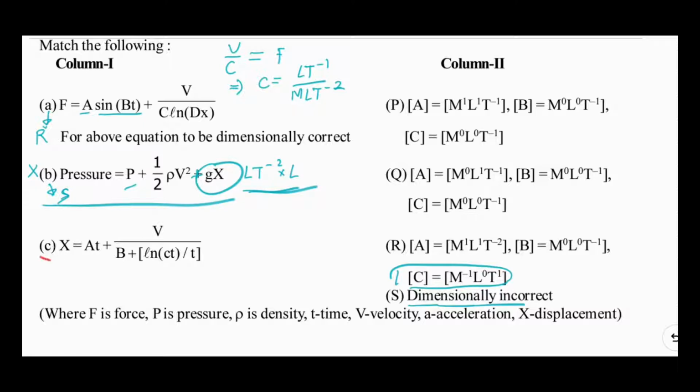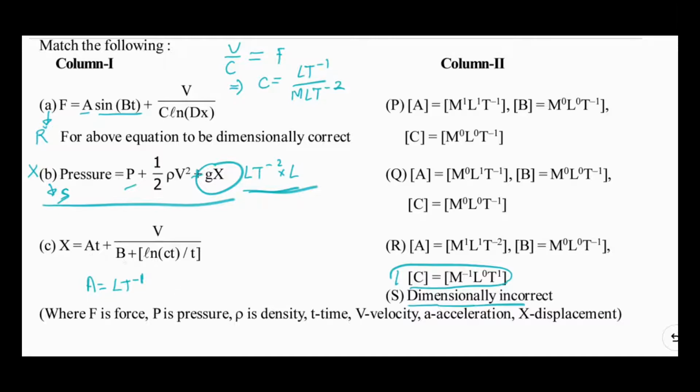Now let's proceed further. In option C, I have X, which is displacement, equal to AT plus an expression. So this AT and this expression should have the dimensions of displacement. This AT should have the dimension of displacement and T is time. For AT to have the dimension of displacement, the dimension of A should be that of velocity, that is LT minus 1. When it is multiplied with time, then I will get displacement. If you observe option P here, this is not matching with this dimension. In option Q here, the dimension of A is given as the dimension of velocity. So there is a possibility that C is matching with Q.